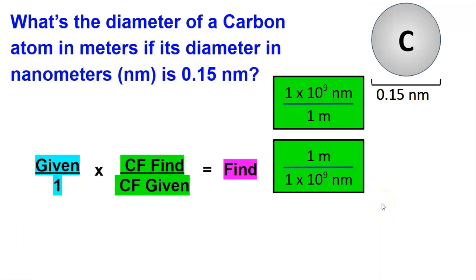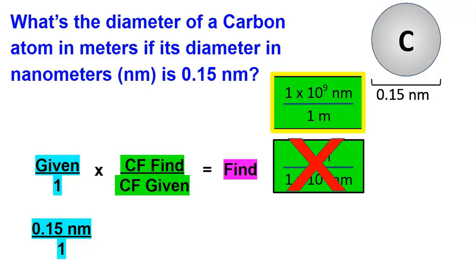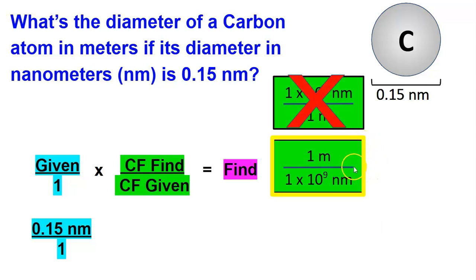So let's look at the setup for this example. Our given is 0.15 nanometers, so we put that in the first fraction. Now, which conversion factor are we going to use? That's right, we're going to use the top one. Of course, I was kidding. We're definitely going to use the bottom one. Why would we use the bottom one?